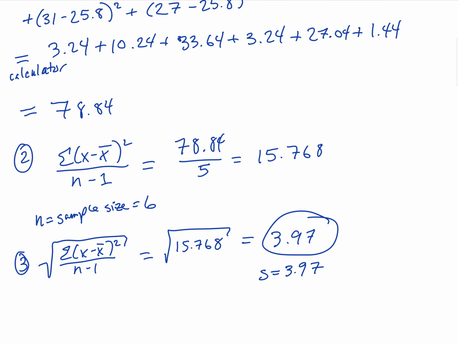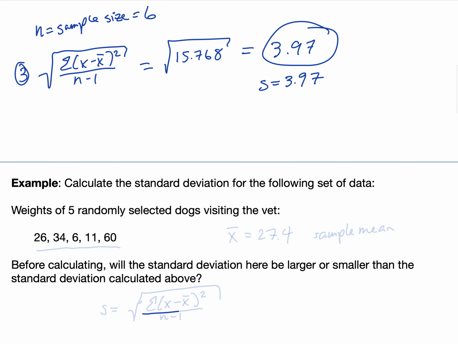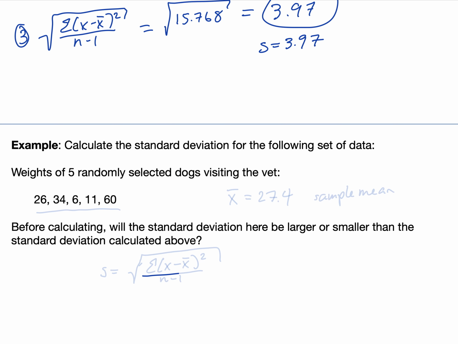Okay, now I'd like you to try an example. I'd like you to calculate the standard deviation for the following set of data. The weights of 5 randomly selected dogs visiting the vet. So we have those 5 weights in pounds. Just so that we're all using the same amount of rounding, the sample mean in this case is 27.4. You can verify that by adding those 5 data values together and dividing by the number of values, dividing by 5. But that's what we will use.